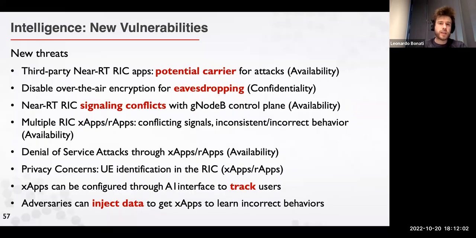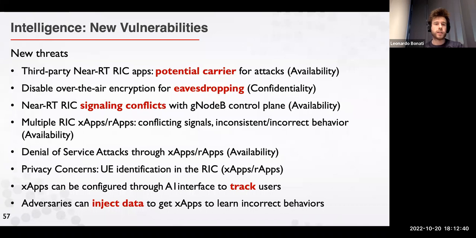Among the new vulnerabilities that the intelligent component exposes, we can have new threats where the near real-time RIC applications, so the xApps, are potentially crafted by third parties, but also where potential attackers craft applications to perform attacks against some carriers. Or we can have vulnerabilities that concern disabling the encryption between our components to perform eavesdropping on the information going back and forth between the components.